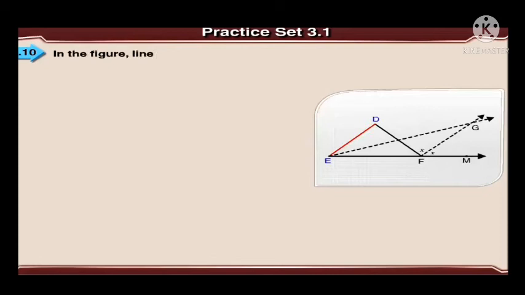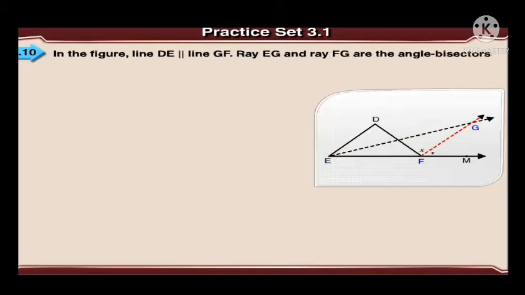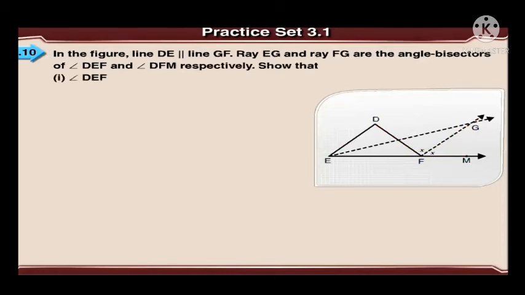Question number 10. In the figure, line DE is parallel to line GF and ray EG and ray FG are the angle bisectors of angle DEF and angle DFM respectively. So that, first, angle DEF is equal to angle EDF. Now second, EF is equal to FG. Solution.